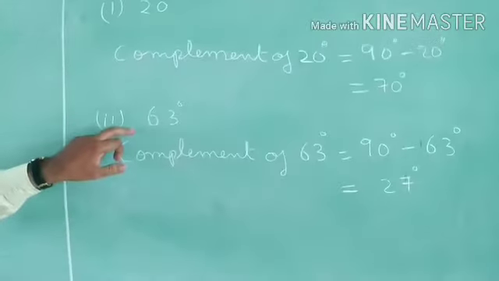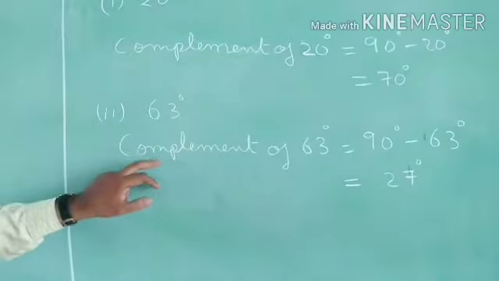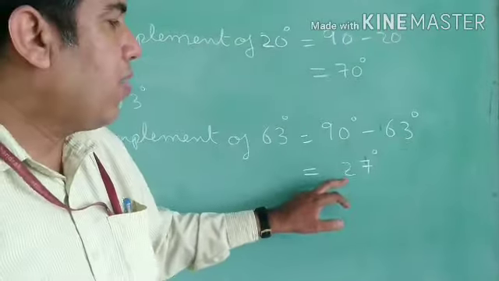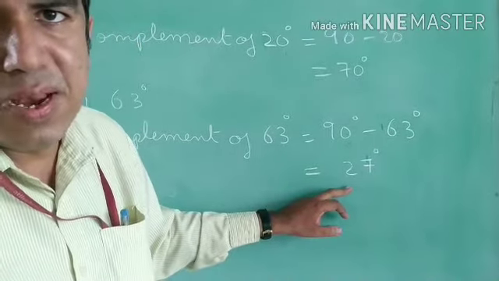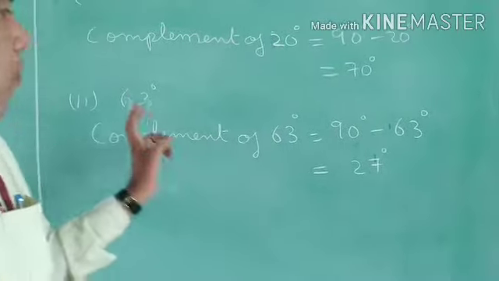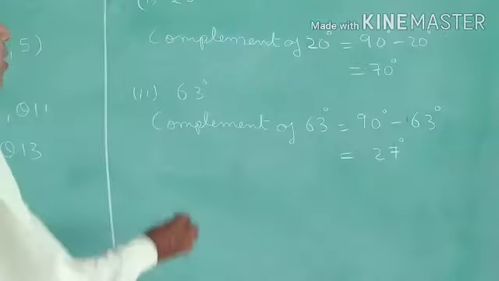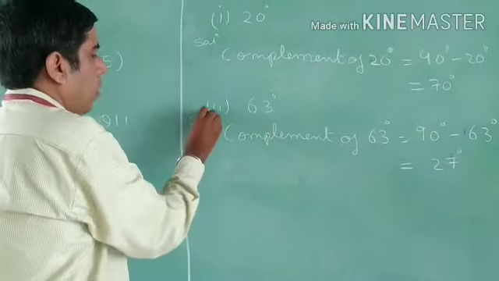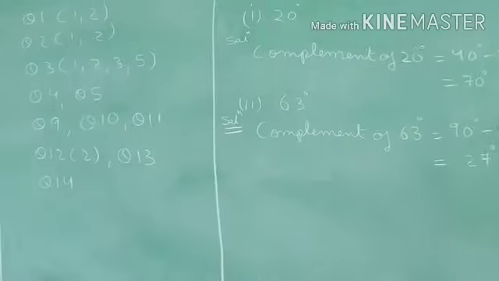Now 63, same method. The complement of 63 degree is equal to 90 minus 63. The answer is 27 degree. So 27 degree is the complement of which angle? 63. So you can write here as a solution. Here also solution, what I discussed here just now with you.